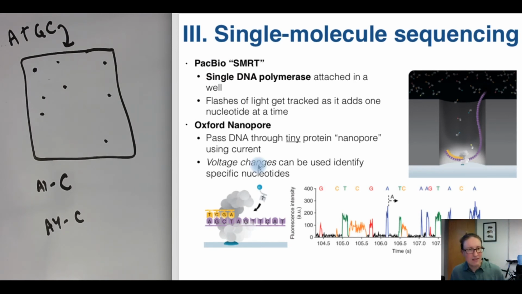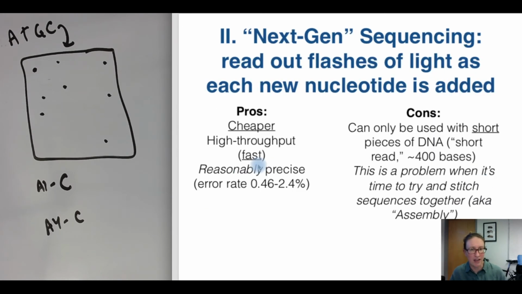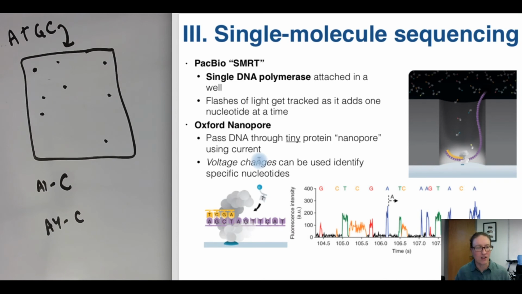So that brings us to one other contemporary method that's gaining quite a lot in popularity, which is called single molecule sequencing. I'm going to talk about two single molecule sequencing methods. First is a method that's been trademarked by a biology company called Pacific Bio, so they call it SMRT sequencing. For this technique, they have a method that allows them to attach a DNA polymerase at the bottom of a well.